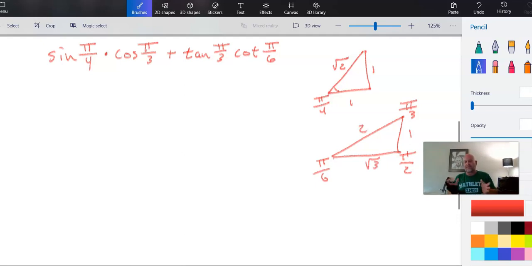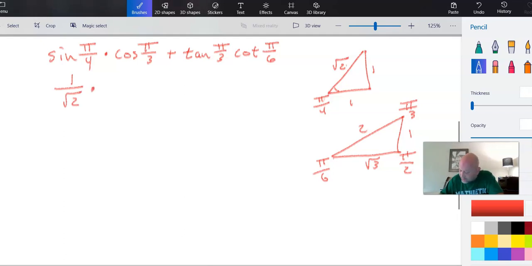It's nice because of the fact that it works on any size triangle. You only have to remember one of them to remember all the ratios, which is convenient. Okay, so we have all that. Now it's just a matter of figuring out what the values are. So sine pi over 4 is going to be the opposite over the hypotenuse. So that's 1 over root 2.